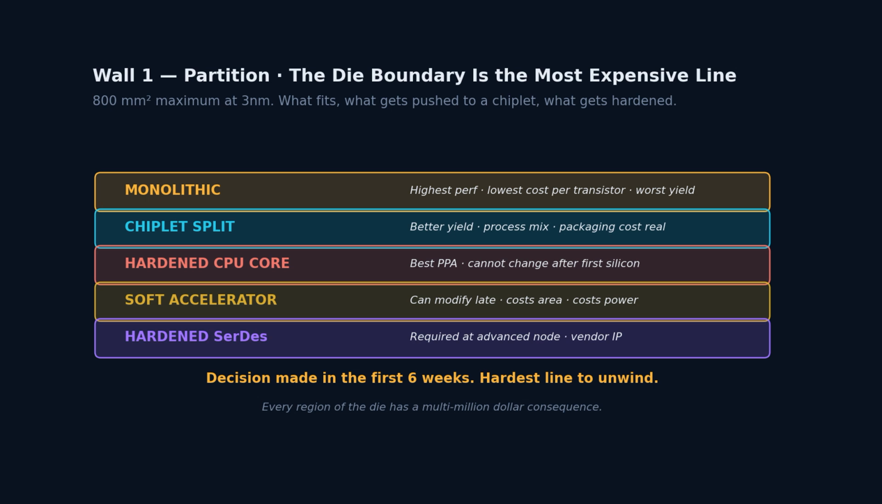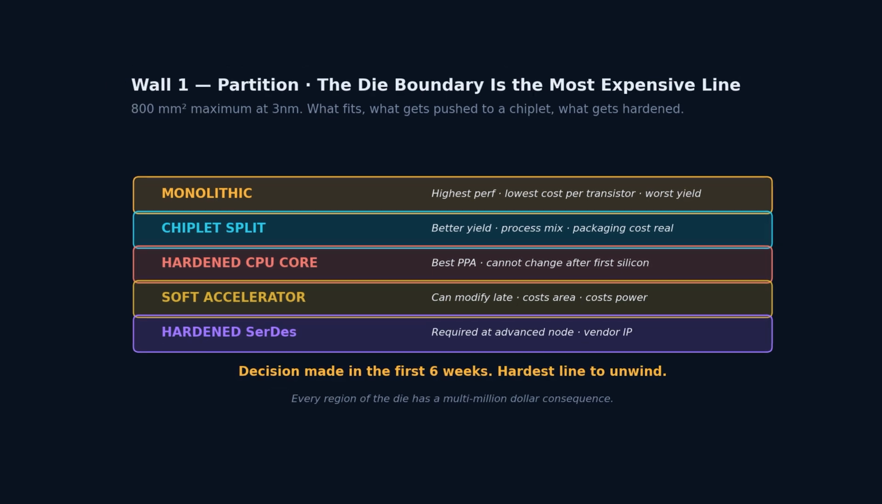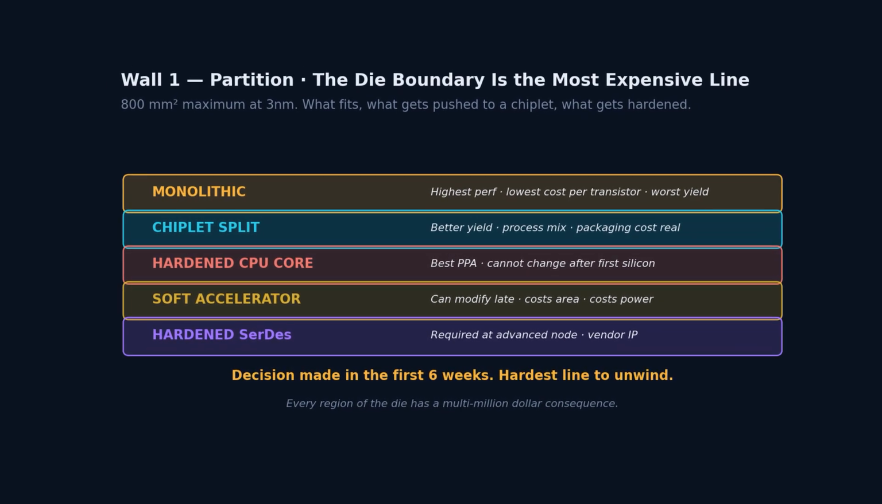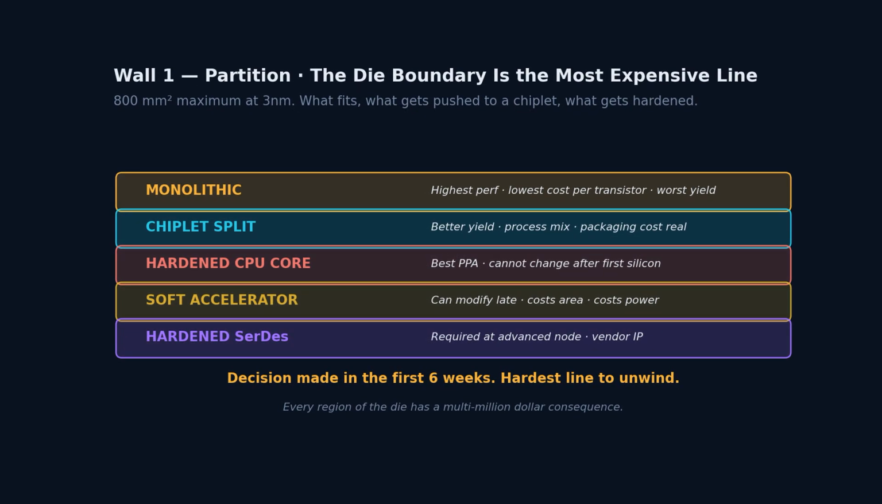Chiplet splits the design across multiple smaller dies, connected through advanced packaging. Each die yields better. Each die can use a different process. The compute tile can be 3 nanometer, while the I/O tile stays at 6 nanometer, where it is cheaper. But the packaging cost is real, and the interconnect protocol between chiplets is now a problem the architect has to solve. Then within the die boundary, the architect picks what gets hardened.